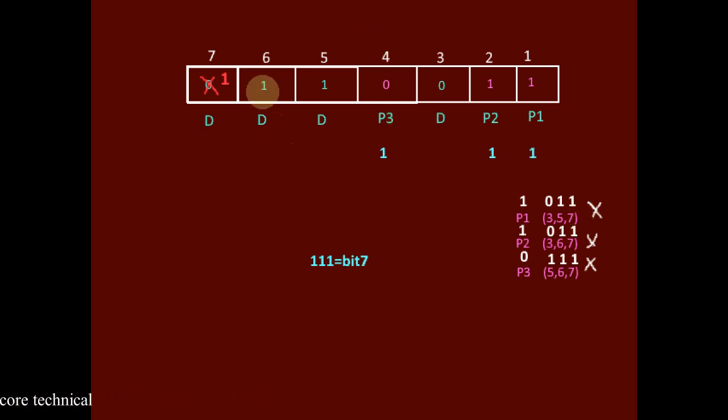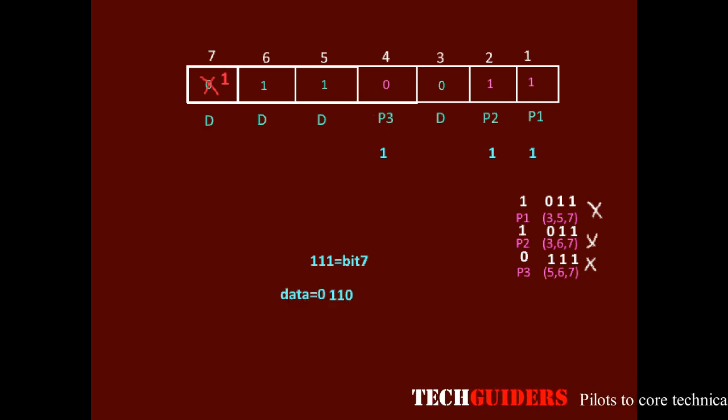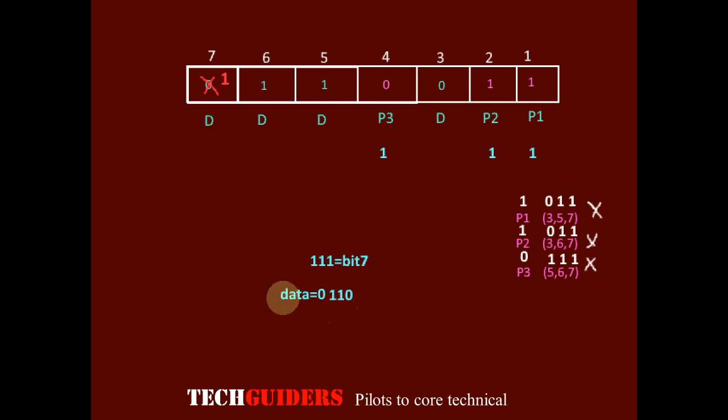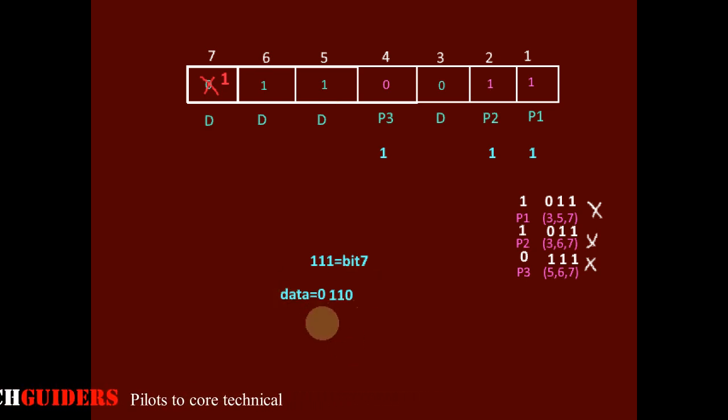So to find out the actual data, bit 7 should be corrected back to 0 and the remaining data bits can be extracted: 1, 1, 0. Now this is our actual data 0, 1, 1, 0.